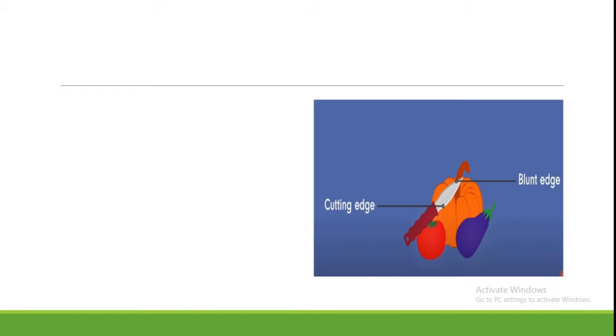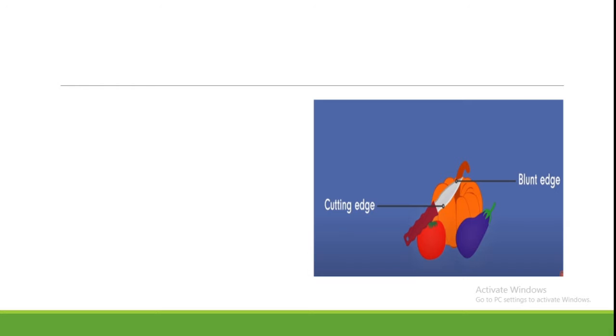So, you are all used to kitchen knives, right? We all use kitchen knives to cut our vegetables, fruits, cakes. We are well equipped with knives. Have you observed that there are two edges for a knife? There is one sharp edge and one blunt edge, right? The sharp edge is nothing but the cutting edge. We call it the cutting edge because we use that portion to cut.